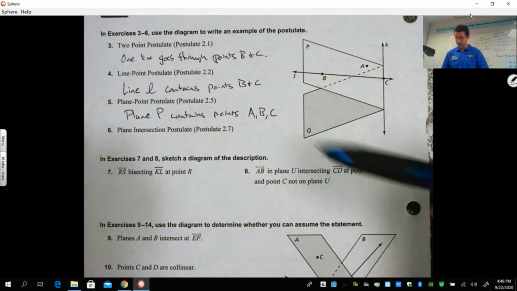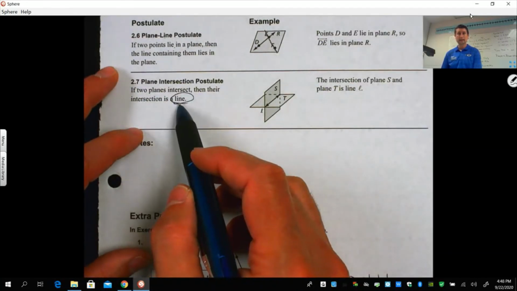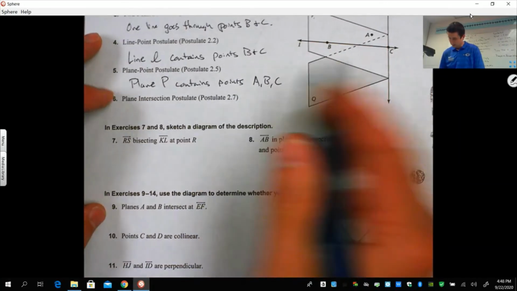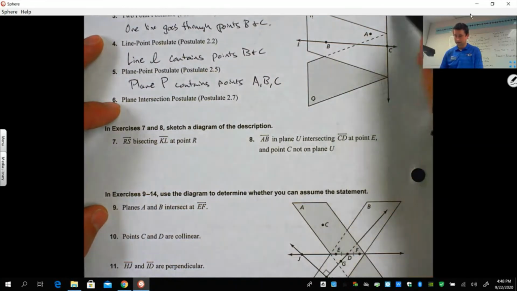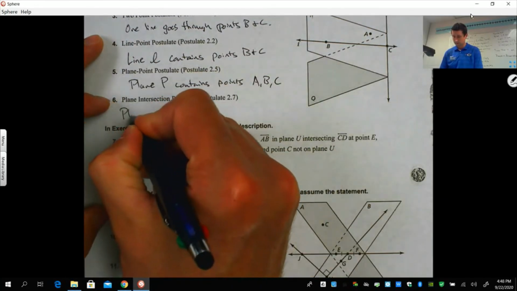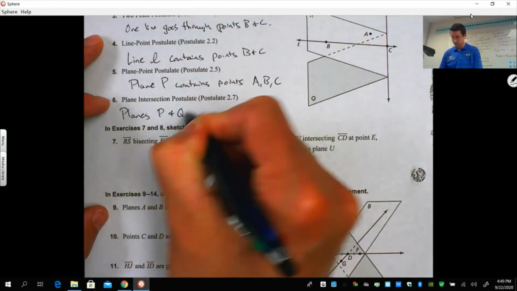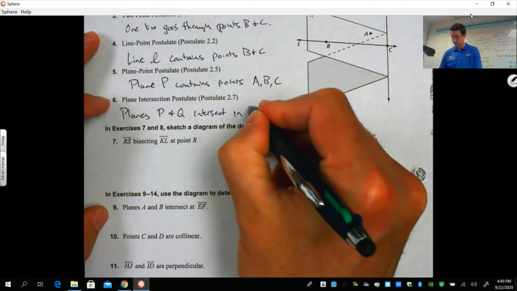Plane intersection postulate. If 2 planes intersect, then their intersection is a line. So we have plane P and plane Q, only 2 planes shown, and they intersect in line K. So we say planes P and Q intersect in line K.